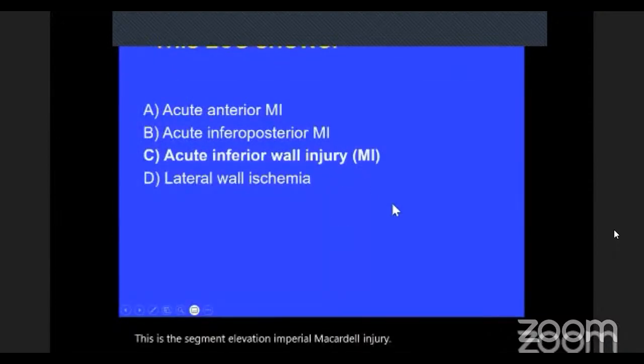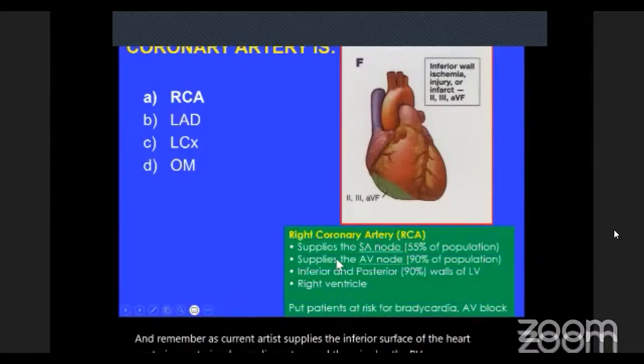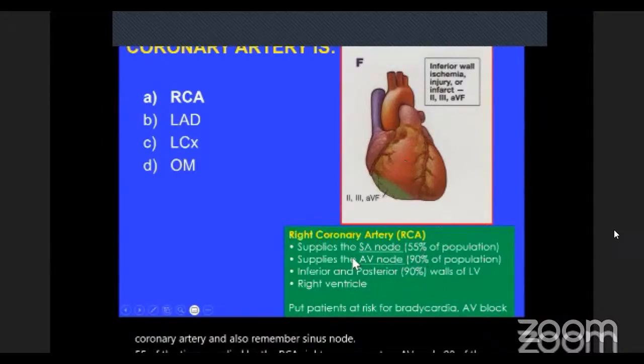The artery is, of course, as we mentioned, the right coronary artery. And remember, the right coronary artery supplies the inferior surface of the heart, the posterior descending artery, and also the RV. Also remember, the sinus node is supplied 55% of the time by the RCA, and the AV node 90% of the time by the right coronary artery.